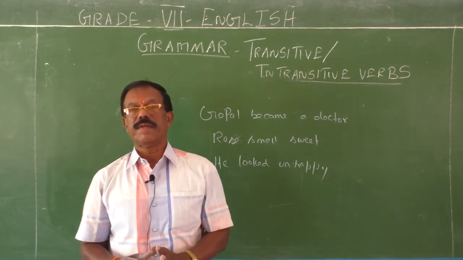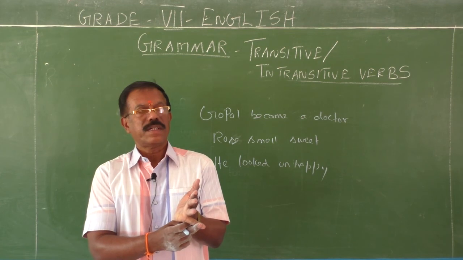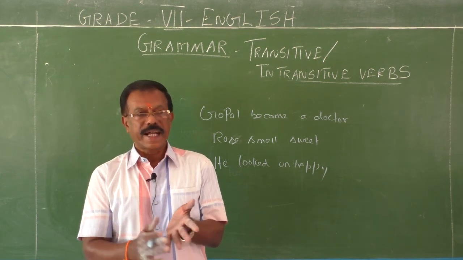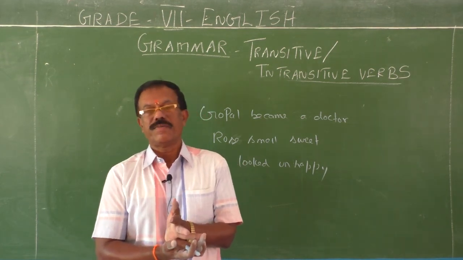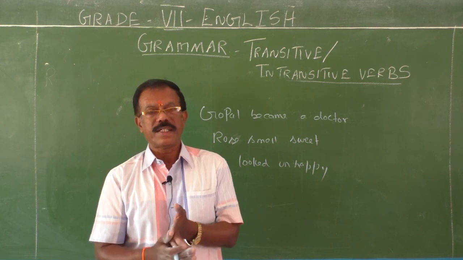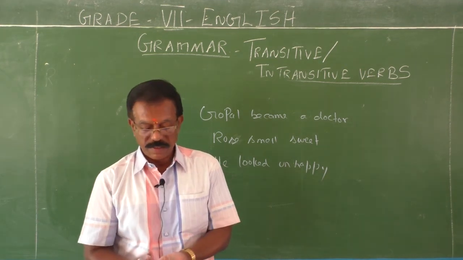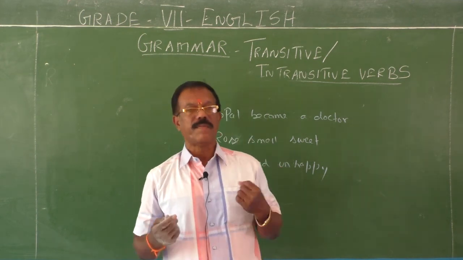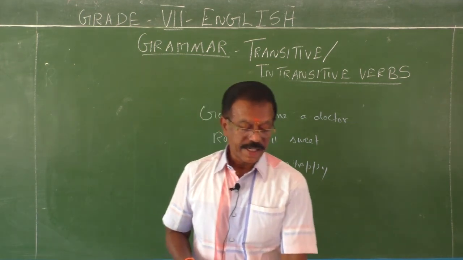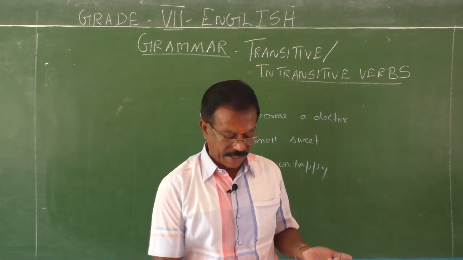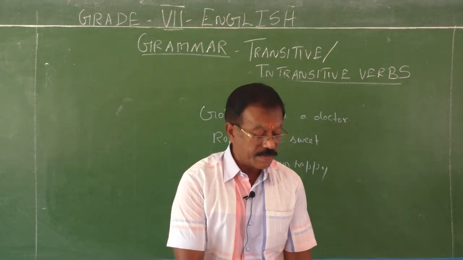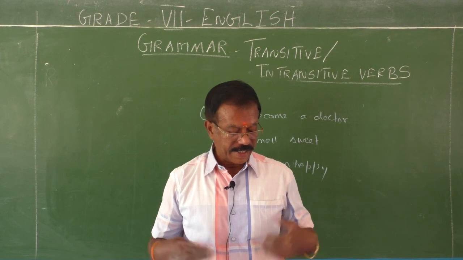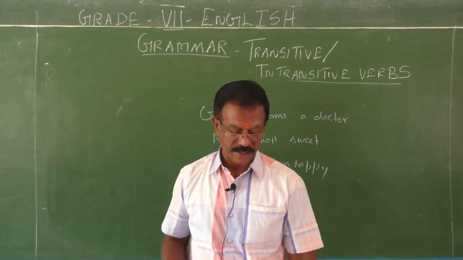They are four in types. Transitive verbs that complete the predication, transitive verbs that do not complete the predication without an object, and intransitive verbs that require something. See, four types of verbs we have seen so far: transitive verbs of complete predication, transitive verbs of incomplete predication, intransitive verbs of complete predication, and intransitive verbs of incomplete predication. That's all.